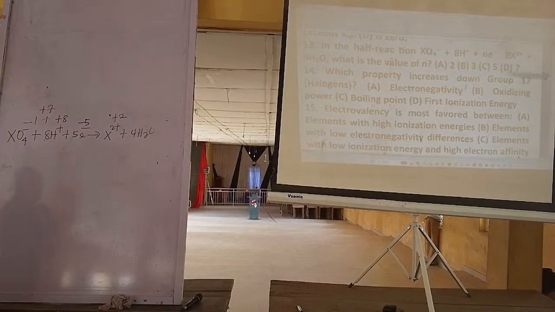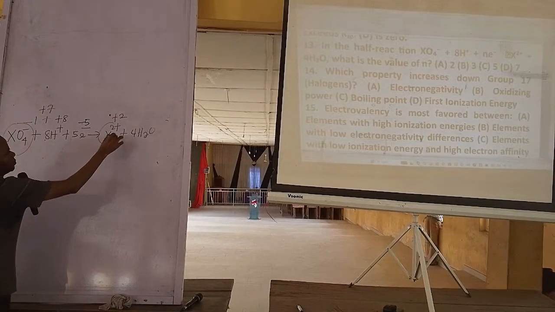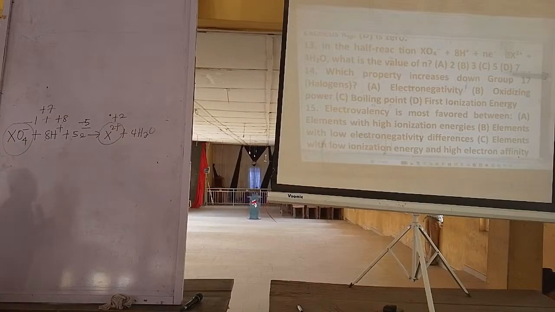But in an exam, for example, you don't need to go through all this round. Just focus on this and this. Find the oxidation number of X here. Find the oxidation number of X here. Subtract them, and then you get the answer that you are looking for.